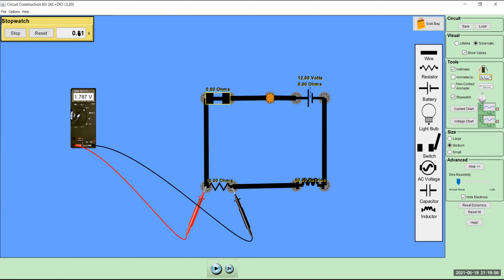Now I have a different voltage after 0.81 seconds. It's a good idea to find out what the time characteristic of this circuit is, so that you know roughly how long it will take for it to fully charge. Okay, is this step clear?